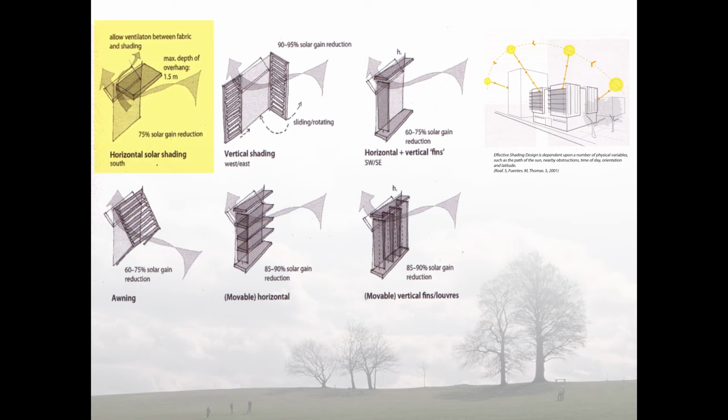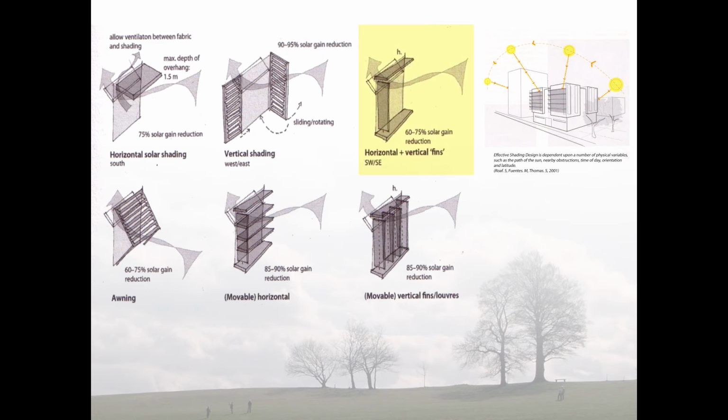Best to use horizontal solar shading for south-facing windows, which can reduce solar gain by 75%. Make sure the shading device allows a gap between fabric and device for ventilation. Vertical shading is best on east and west facing windows. More flexibility can be achieved through adjustable louvers. This provides 90 to 95% solar gain reduction.